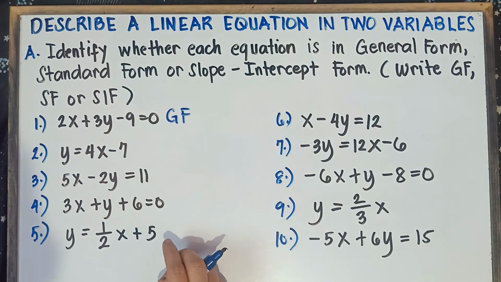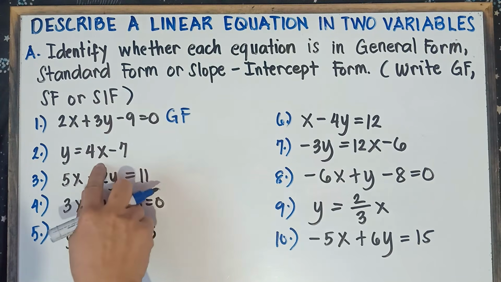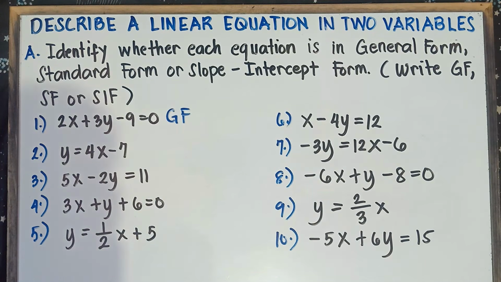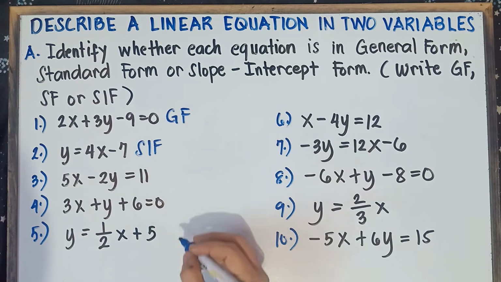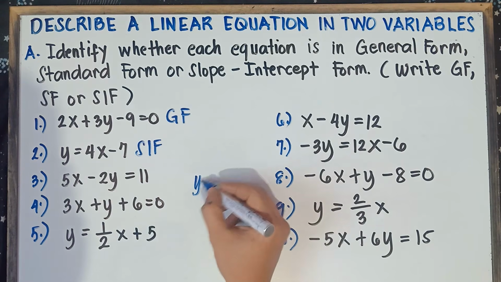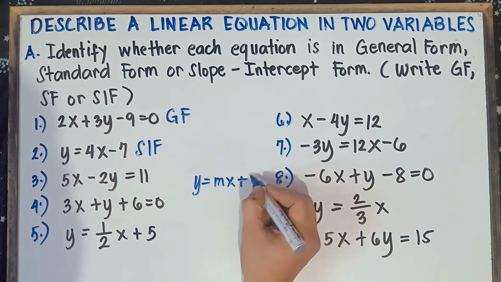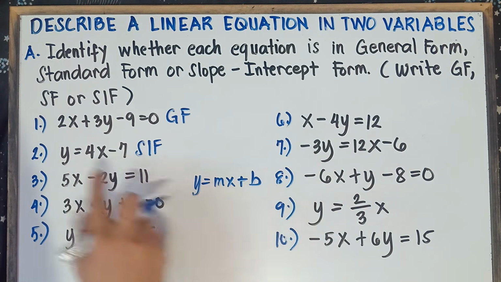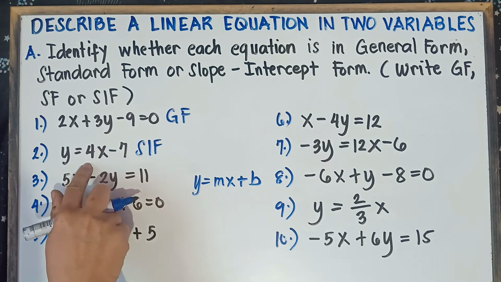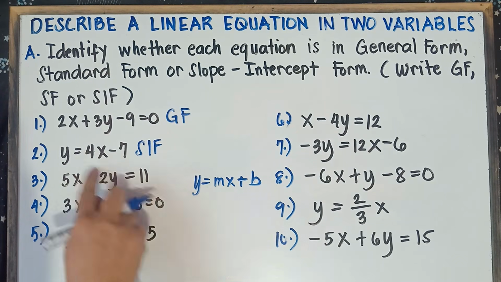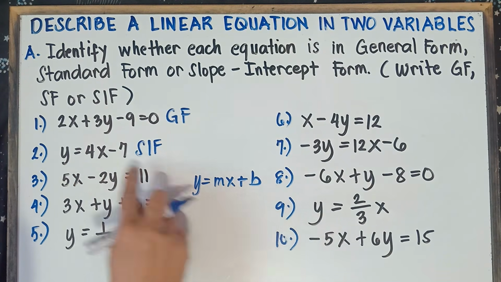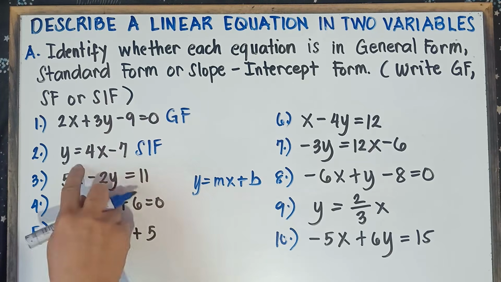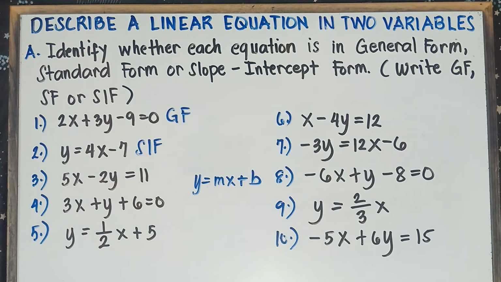Alright, for number 2, we have y equals 4x minus 7. What form, class? That's correct. That would be slope-intercept form. So this is SIF. Just remember, class, y equals mx plus b. So the value of m in this given is 4, and the value of b is negative 7. So we call this one slope-intercept form.